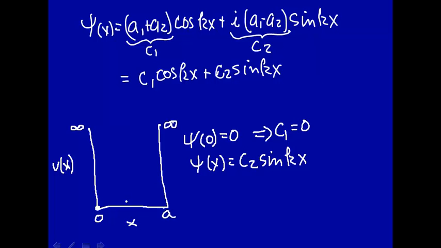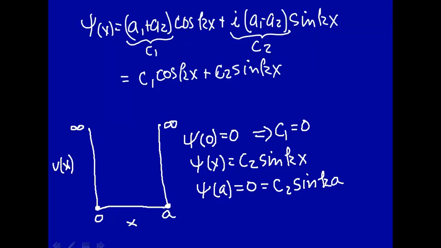Now let's look over here on the other side of the box. By a reason similar to what we used over here, the wave function at this side of the box has to be 0, because right outside that the wave function is 0, and the wave function has to be continuous. So this means that the wave function where x is equal to a has to equal 0, and when x equals a, the wave function is C2 times the sine of ka.